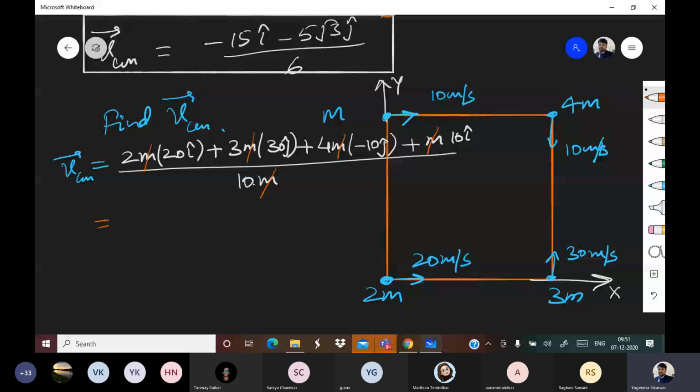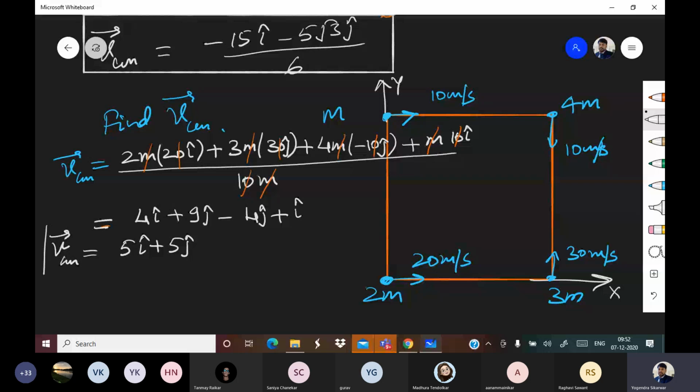And this M cancels everywhere. So the whole thing becomes 4I cap plus 9J minus 4J plus I. So 4I plus I will be 5I. 9J minus 4J will be 5J.